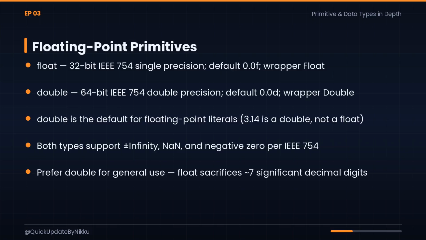Division by 0 with a double produces positive infinity rather than an exception, and NaN comparisons always return false, including NaN compared to itself. A floating point literal without a suffix is always a double, so assigning 1.5 to a float variable without the f suffix is a compile error.